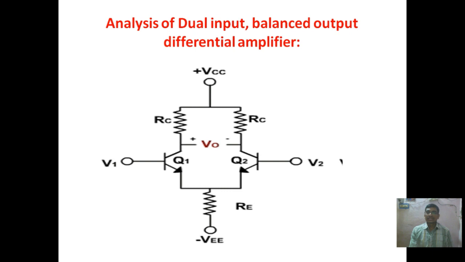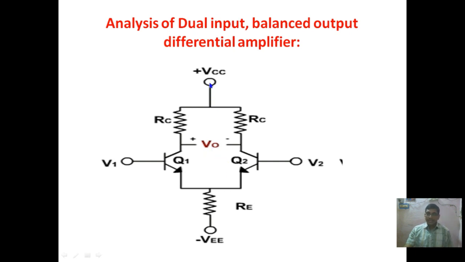We can see the circuit for the dual input balanced output differential amplifier here. Why is it called dual input? Because we are applying two AC signals, V1 and V2, to our circuit. Because of having two AC signals, it is called dual input. Here V0 is called a balanced output. Why do we call it a balanced output? Because we are taking the output across C1 as well as C2, the collectors of the two transistor sections.